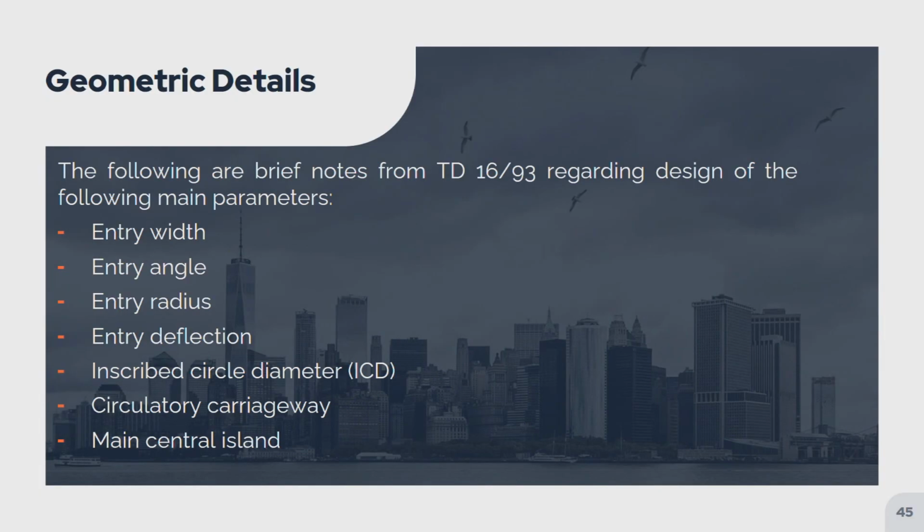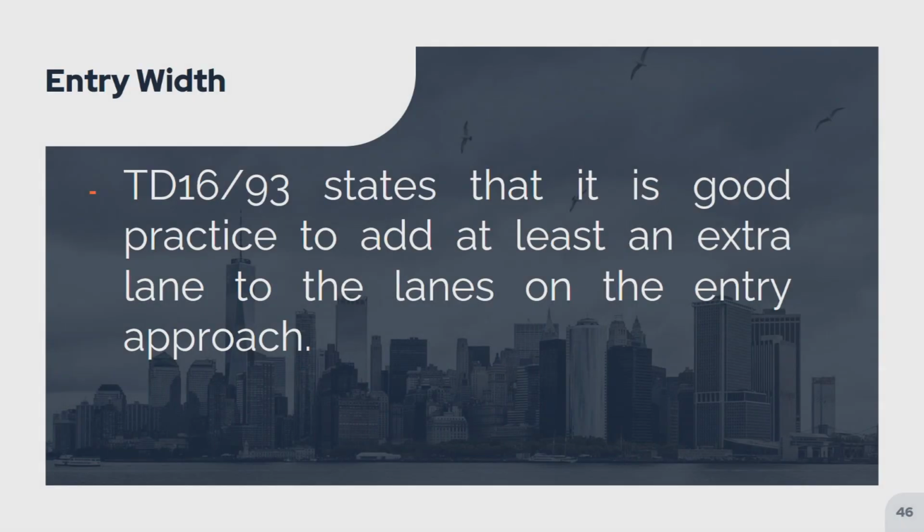The following are brief notes from TD 1693 regarding design of the following main parameters. We have the entry width, the entry angle, entry radius, entry deflection, inscribed circle diameter or the ICD, circulatory carriageway, and the main central island. So the entry width, TD 1693 states that it is good practice to add at least an extra lane to the lanes on the entry approach. So as the lanes in the roundabout become bigger, the flow of traffic will also be smoother.